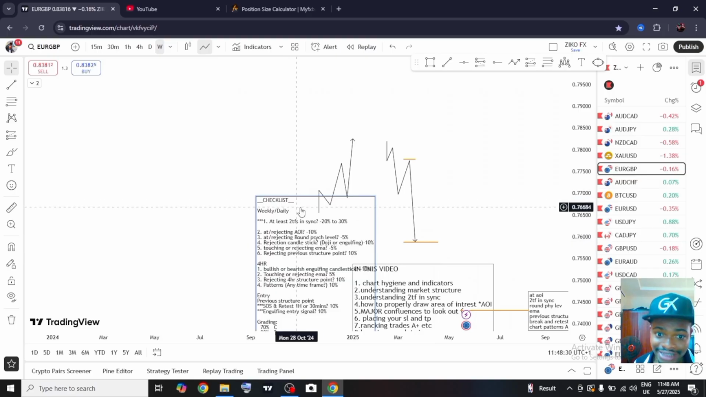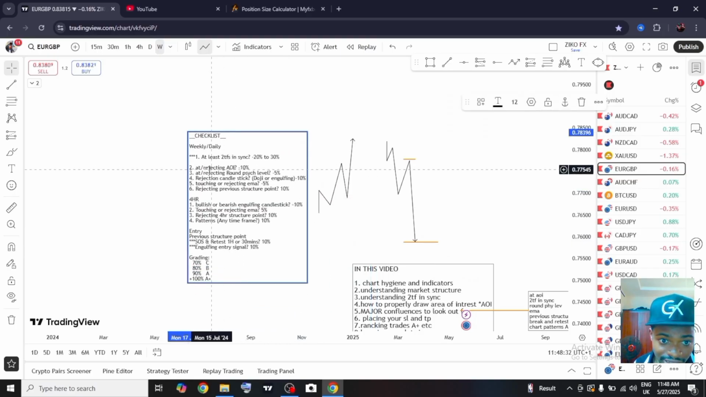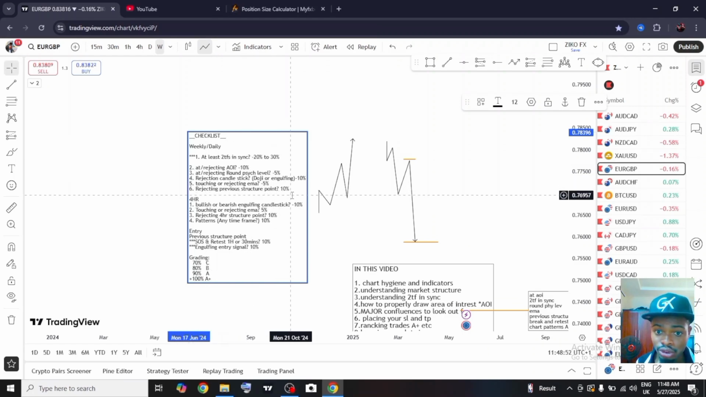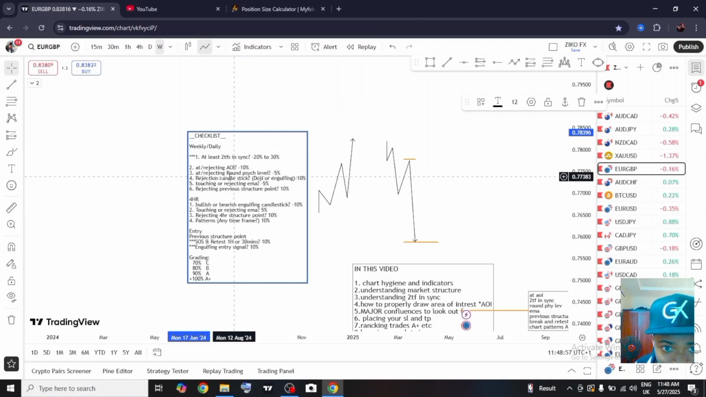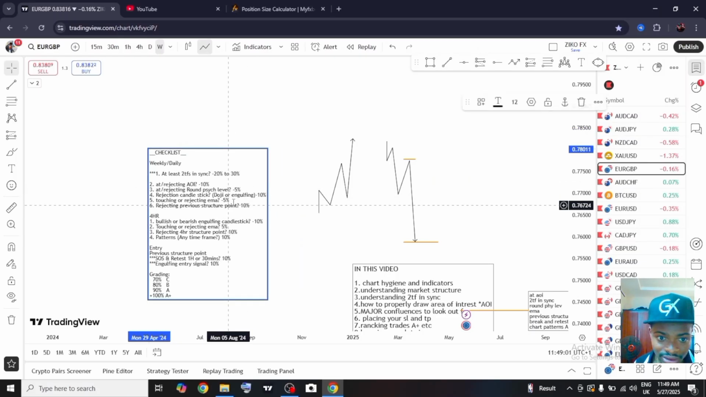Is price even at the area of interest? Is it at the area of interest? Is it rejecting the area of interest? Is there a round psychological level at that point? I'll explain what a round psychological level is. Is there a rejection candlestick, which we just saw? Is it touching or respecting the EMA? Remember that EMA that we drew at the beginning? Yes, is it rejecting it? Is it rejecting a previous structure point? I'll explain what that is. Now remember, I said I'll explain two things here, right? I'll explain what a round psychological level and what a previous structure point is, right?